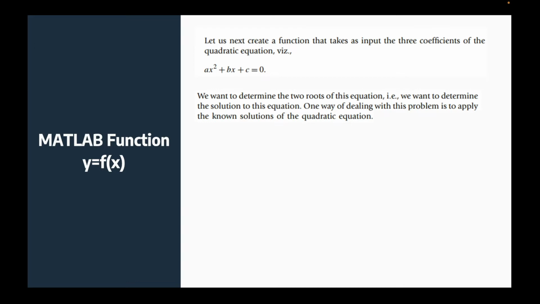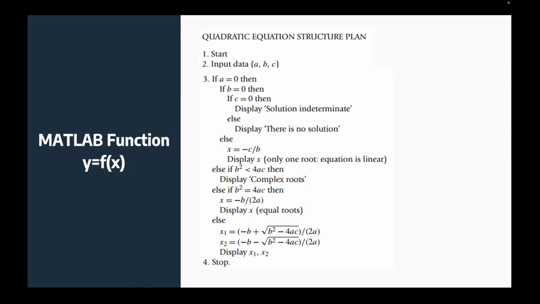Now we need to create a function that will take the 3 coefficients of the quadratic equation ax squared plus bx plus c equals 0. Now this equation, when you solve it, you'll have 2 roots. So you determine the solution of the equation. You could just use the matrix form to solve this equation, but we've got to go with a simple way to do that.